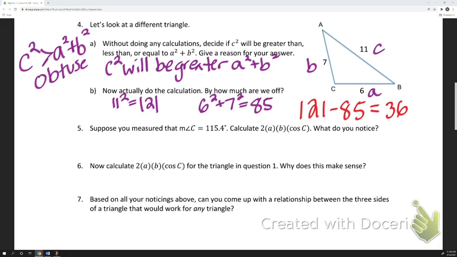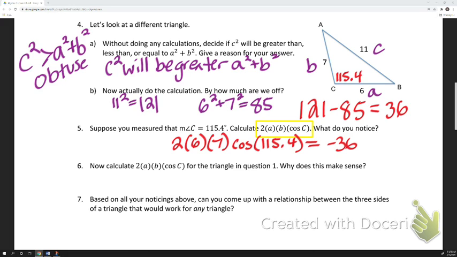Suppose you measured angle C to be 115.4. I want you to calculate 2 times the A value times the B value times the cosine of capital C, which is your angle now. Can you calculate this, please? So, I'm going to do 2 times my A, which is 6, times my B, which is 7, times the cosine of 115.4 degrees. What do you notice when you calculate this? Do that now, please. We're off by 36, and we got about negative 36 out.